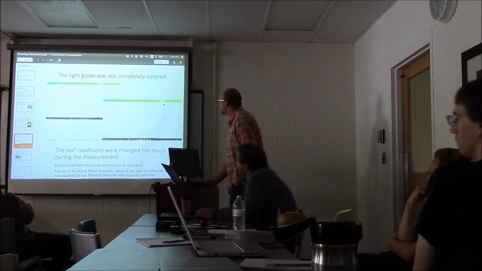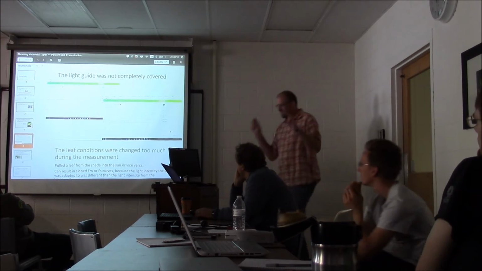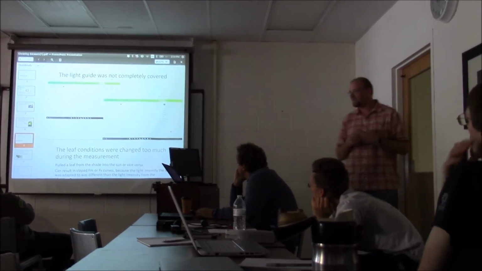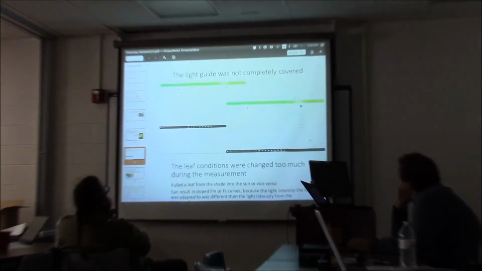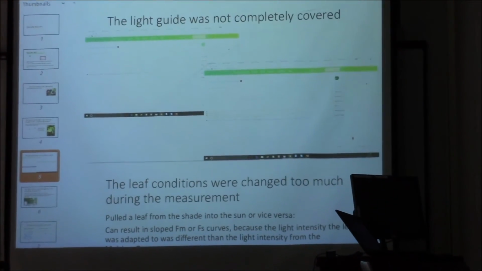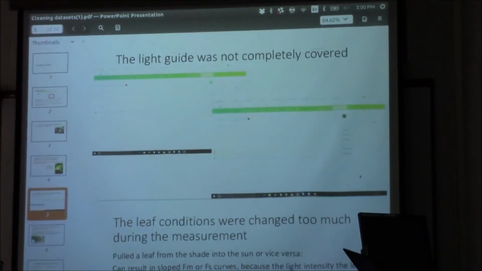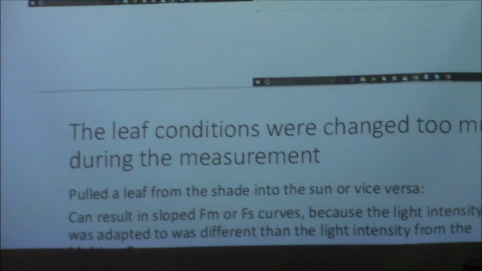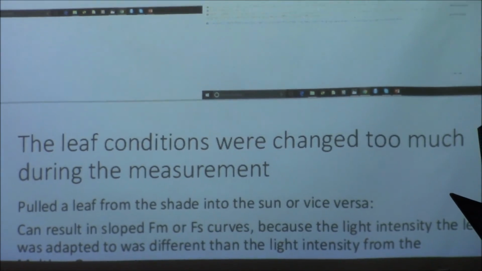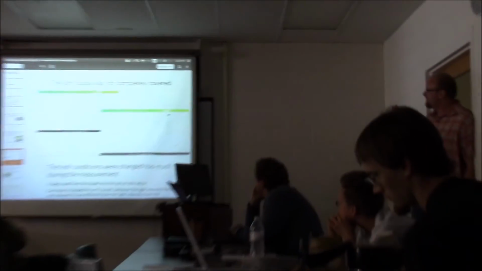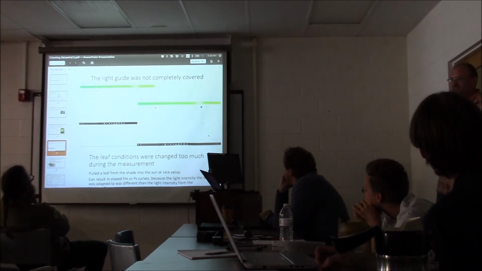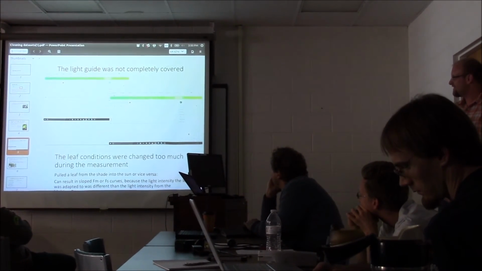The next common reason for bad measurements is that the light guide is not completely covered. Like Greg mentioned earlier, if you have a thin leaf that doesn't cover it, your absorption measurements aren't going to be accurate. All right, maybe it was Dave that was talking about it. If you're doing a fluorescence measurement, it's fine. It doesn't matter. But if you're analyzing that SPAD value and you're not covering it, that'll be a problem and it'll mess up your analysis later.